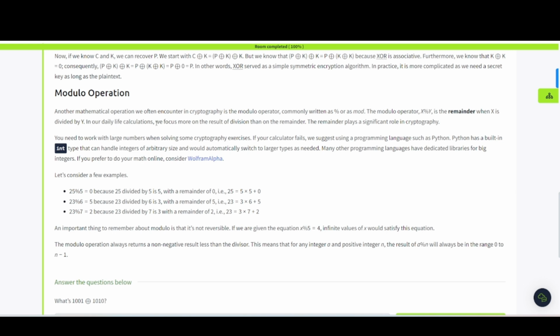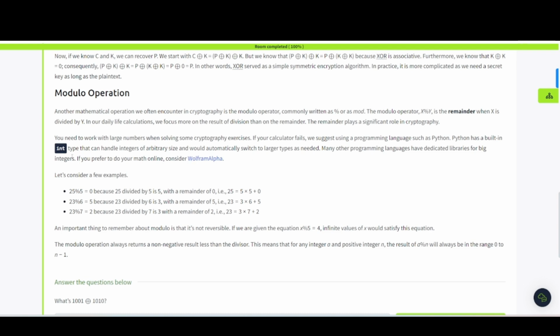In our daily life calculations, we focus more on the result of division than on the remainder. The remainder plays a significant role in cryptography. You need to work with large numbers when solving some cryptography exercises. If your calculator fails, we suggest using a programming language such as Python.